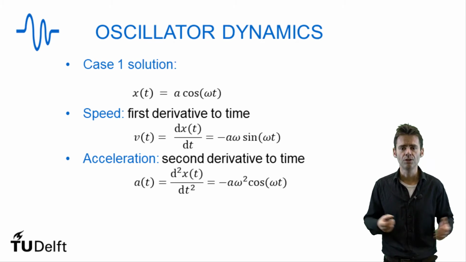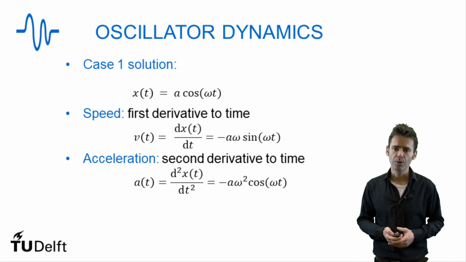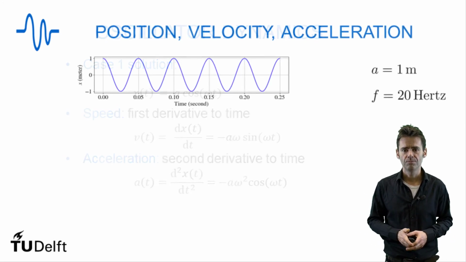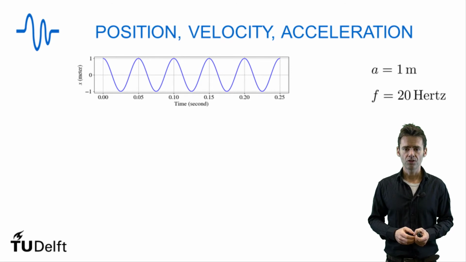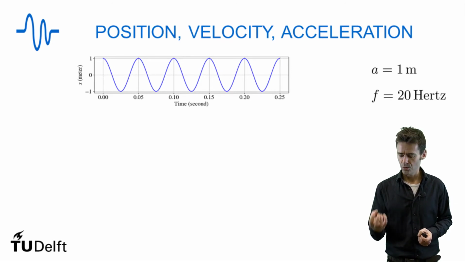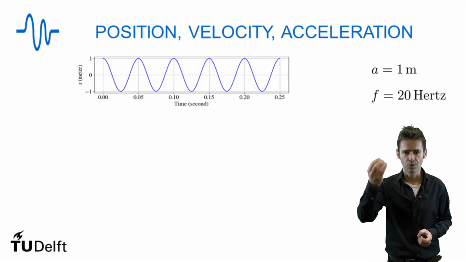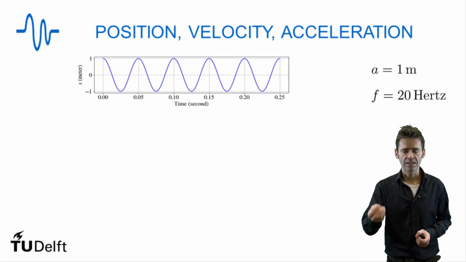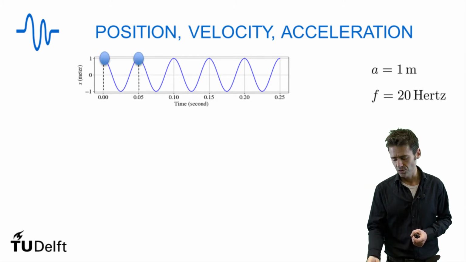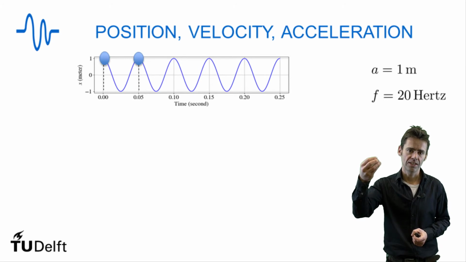So how do these look in time? Therefore, we plot them all relative to each other. At the top you see the position. At time t equals 0, we extract the mass m and release it, so it's at its maximum extension at time t equals 0. Then it moves back and forth, and you can see that after one period it goes back into this maximum position. At half a period it's at the opposite side, at its maximum extension.